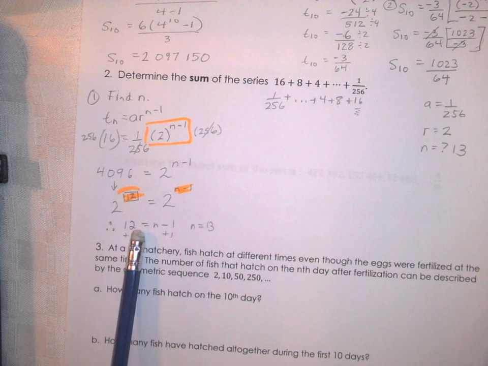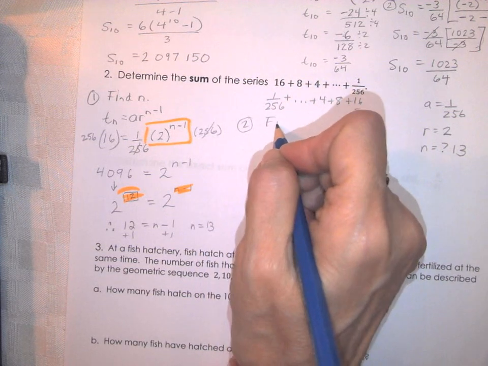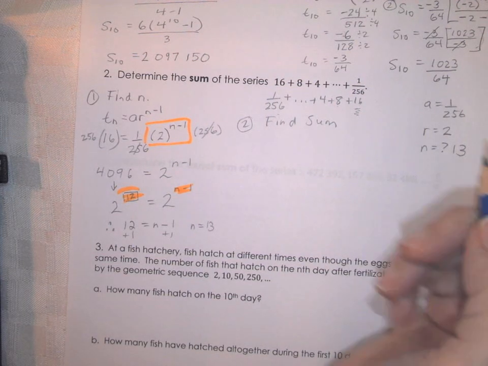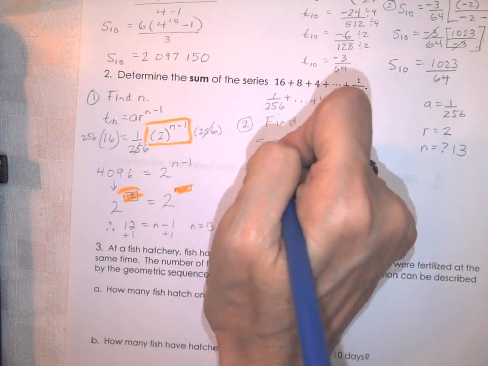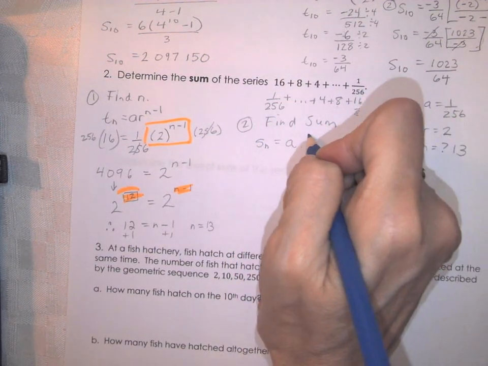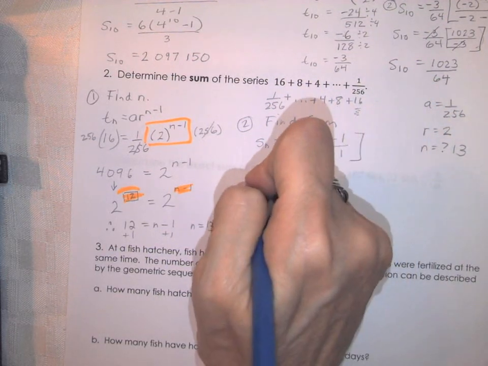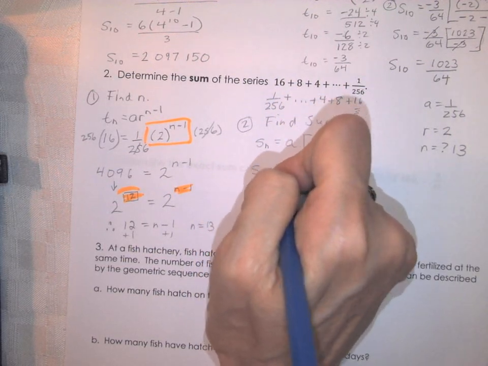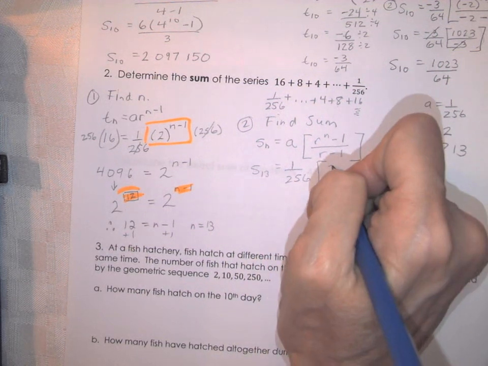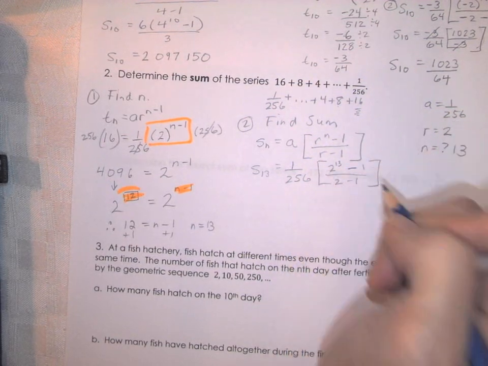So first step was to use the sequence formula to find out how many terms there were. The second step is now to find the sum. So we know there's 13 terms, so S, I'll write Sn out because we're not quite used to using this formula yet. A is going to be a fraction, so we're going to use this version. And then it's going to be sum of the first 13 terms, where A is 1 over 256, r is 2 to the 13th minus 1 over 2 minus 1.